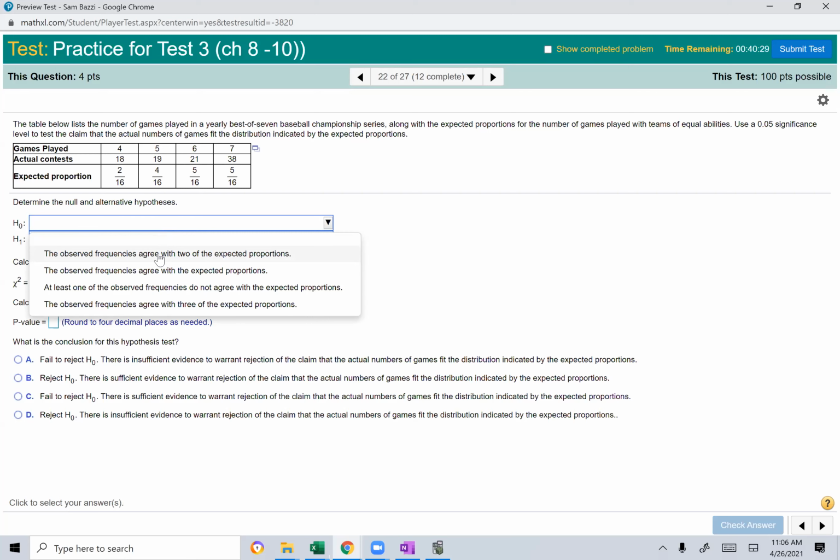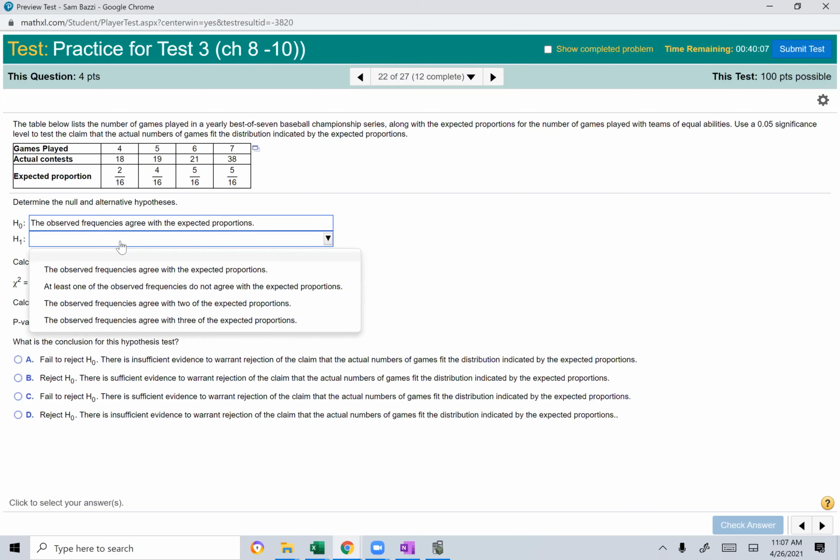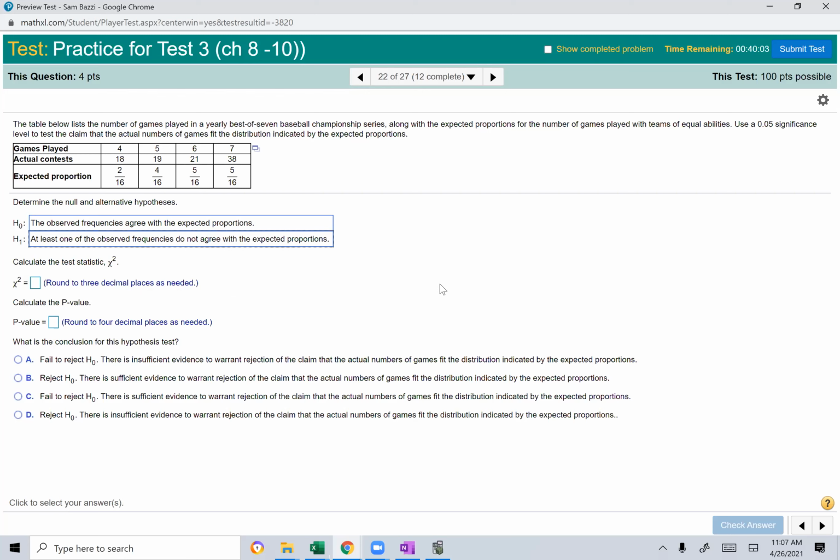I got this from a different book, so the wording is going to be slightly different, but it's very much the same. H0: the observed agree with the expected. And the second one will be HA: they do not agree, they're different. Okay, how do you do the test statistic?